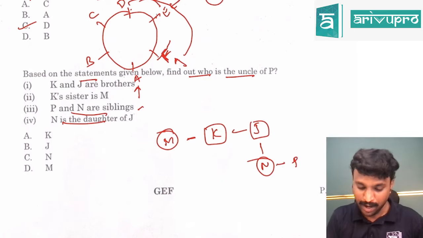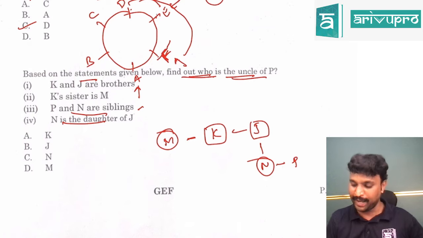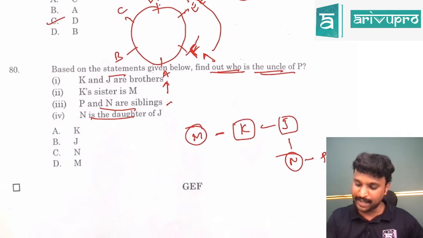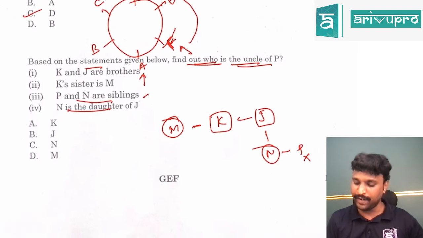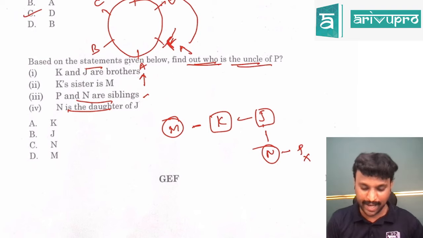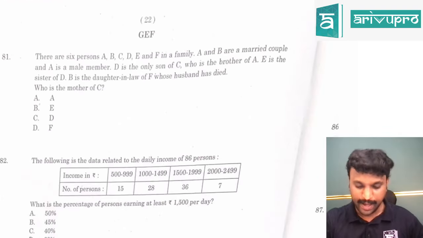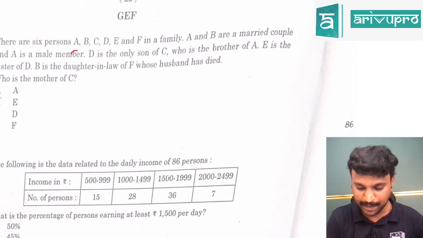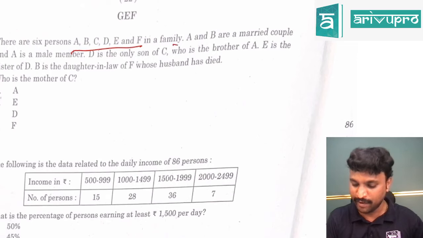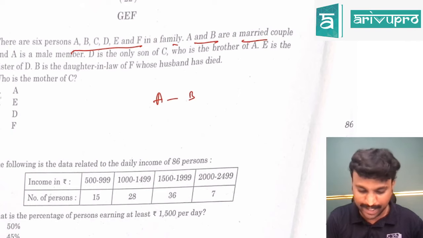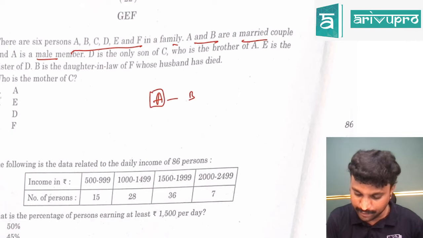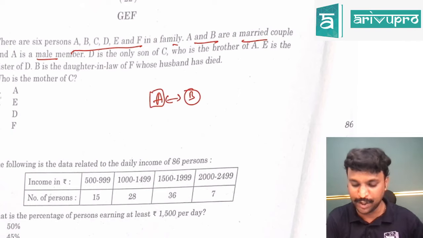The question is, find out who is uncle of P. P is here. Uncle of P means definitely one generation above. So definitely father's brother. So K is only the uncle. Clear? 81st question. There are 6 persons A, B, C, D, E and F in a family. A and B are married couple. A is a male member. So definitely A is a male. B should be a female.